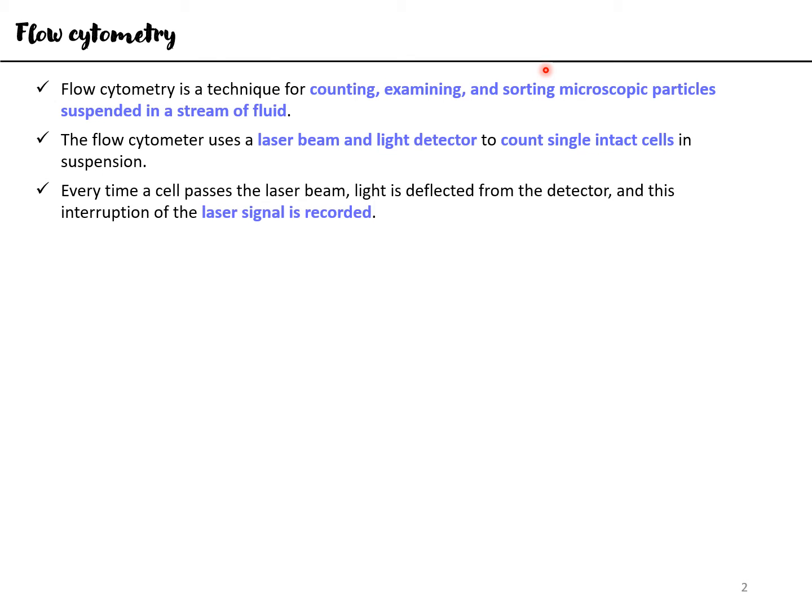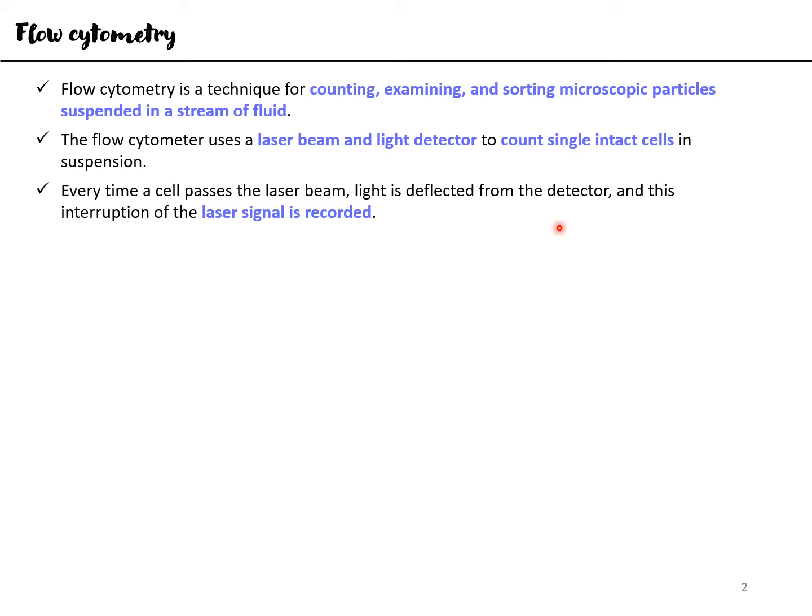So every time a cell passes the path of a laser beam, light will be deflected from the detector, and this interruption of the laser signal is recorded. So assume that there is a laser, and right in front of the laser you have a detector. In the absence of any cells passing through the path of the laser, the signal of the laser would be detected by the detector in a continuous and uninterrupted fashion.